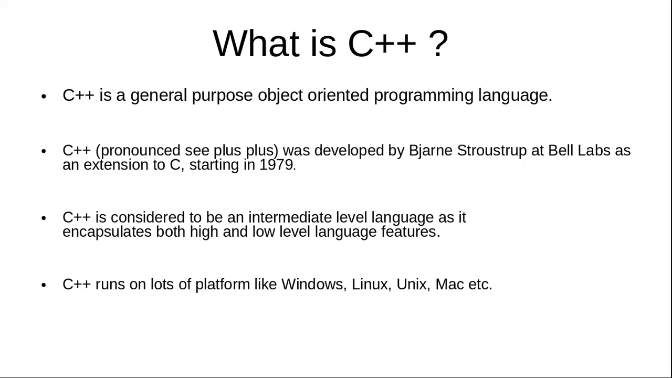C++ was developed by Bjarne Stroustrup in 1979 as an extension to the popular C programming language. C++ is an intermediate or middle-level language, that is, it combines features of both high-level and low-level languages. C++ can run on almost all common platforms like Windows, Unix, Linux, Mac OS, etc.